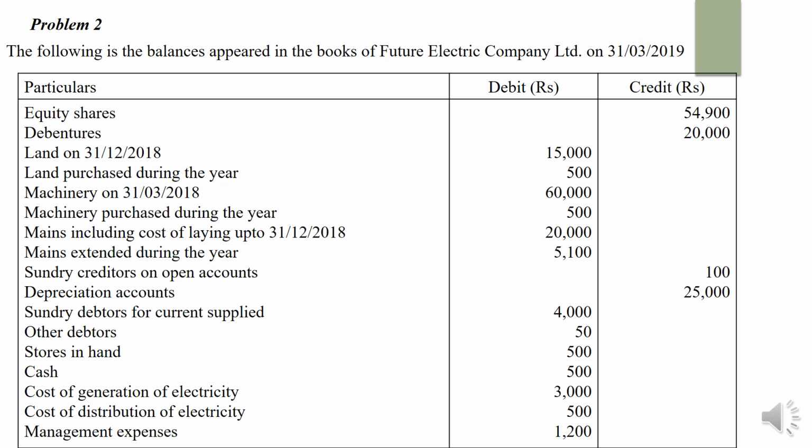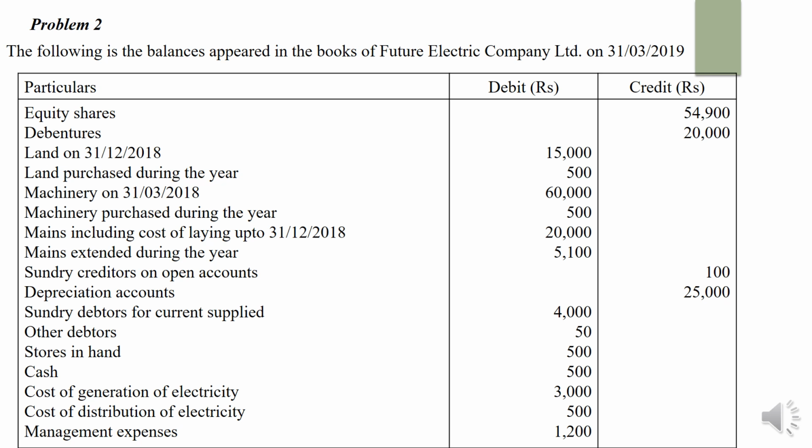Sundry creditors, current liability, goes to the balance sheet. Depreciation account, it's a liability, goes to the balance sheet. Sundry debtors, it's a current asset, goes to the balance sheet. Other debtors, a current asset, goes to the balance sheet. Stores in hand or closing stock, a current asset, goes to the balance sheet. Cash goes to the balance sheet.